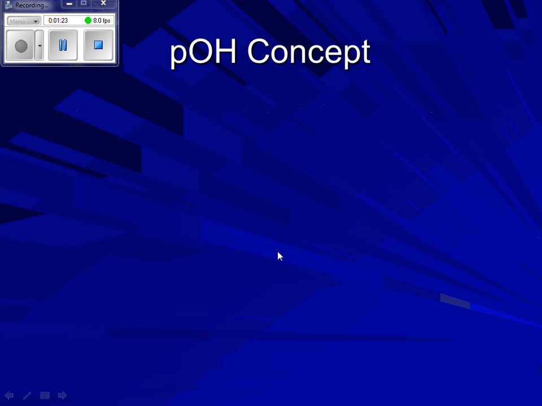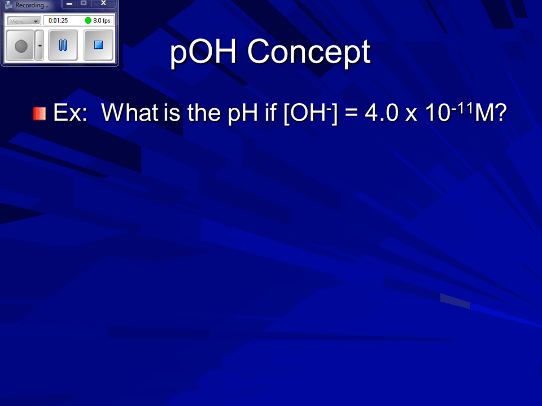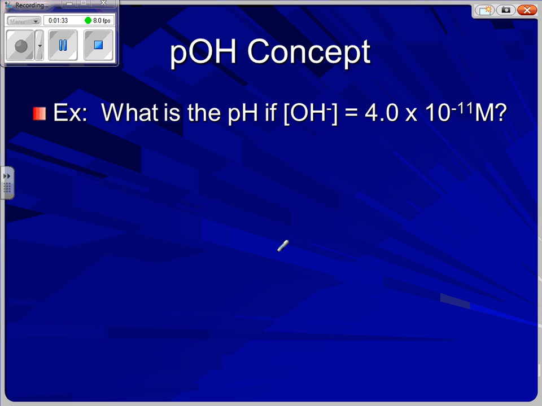So let's take a look at a couple of examples for this. What is the pH of a hydroxide concentration of 4 times 10 to the negative 11? Now, we can do one of two things. I don't care which one you use. Remember, your hydrogen times your hydroxide is going to equal 1.0 times 10 to the negative 14. So I can plug in 4 times 10 to the negative 11 this way.